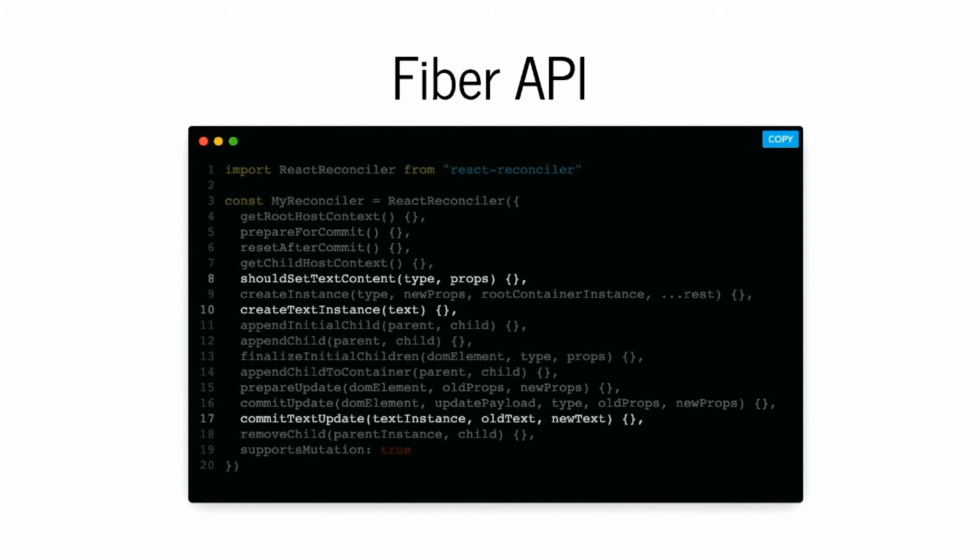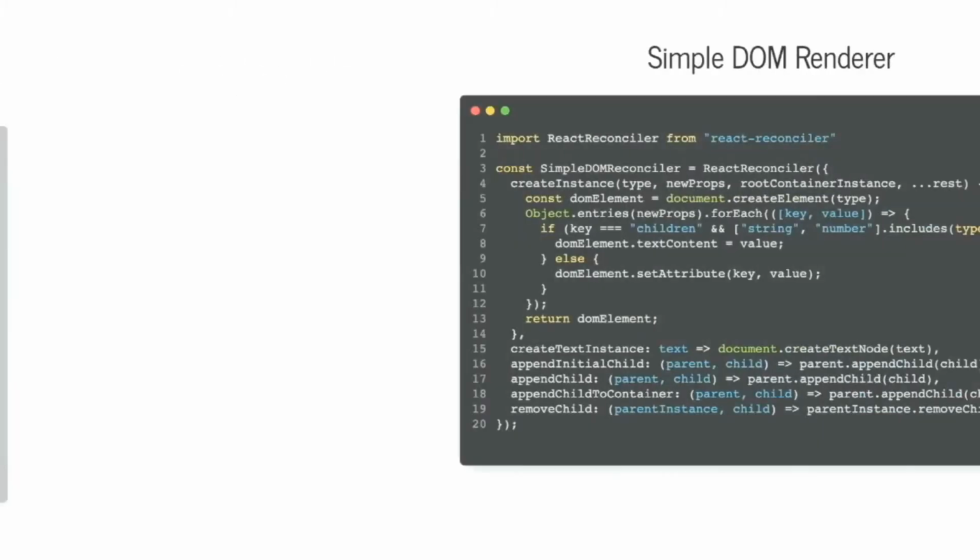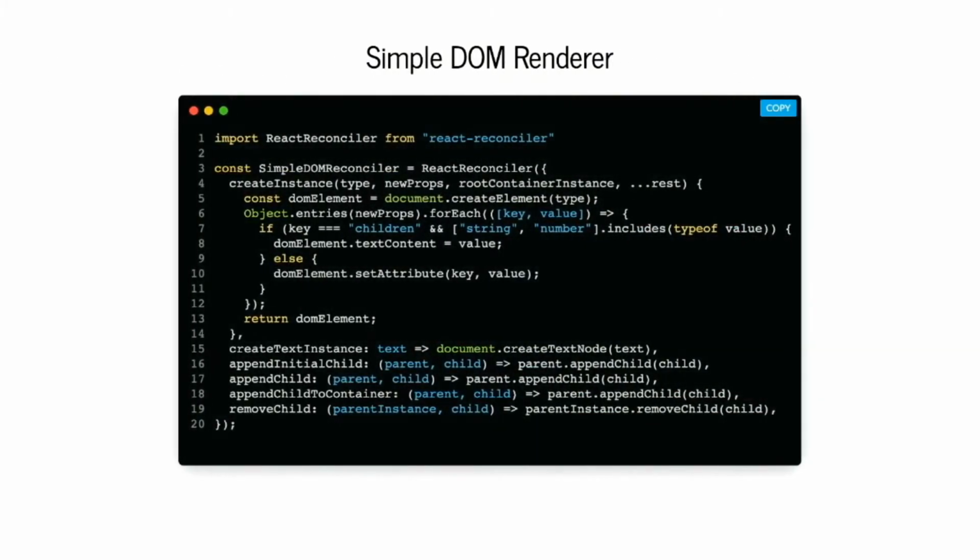You can also tell it how to deal with text nodes specifically, and this comes from the DOM, but applied to different render targets like React Native, where you have to deal with text as well. So if we want to create a super simple DOM renderer using this Reconciler, this is how we would do it.